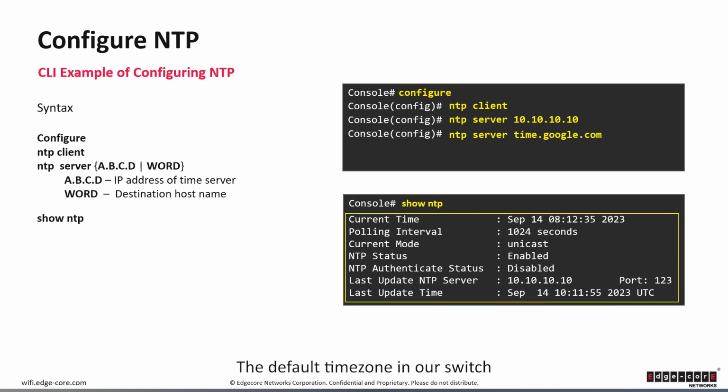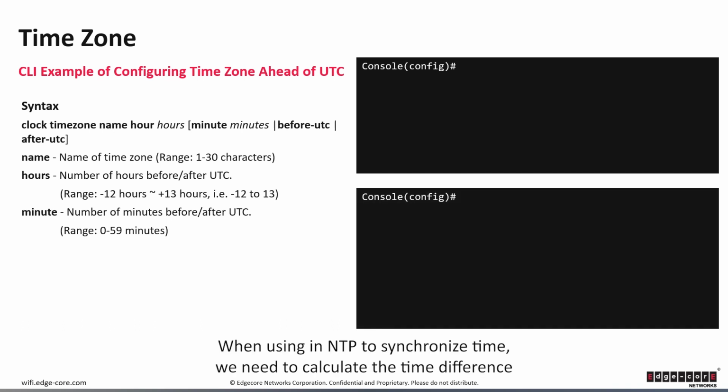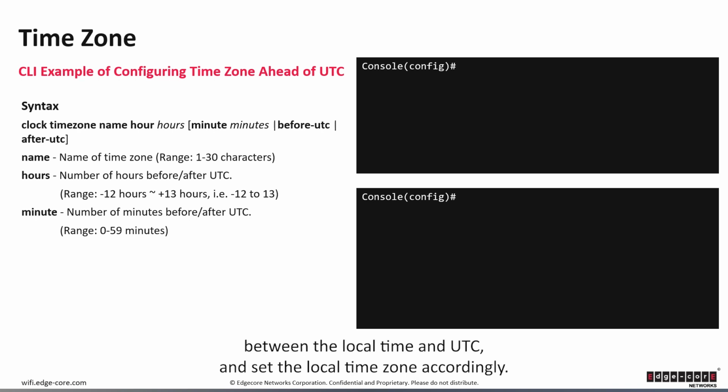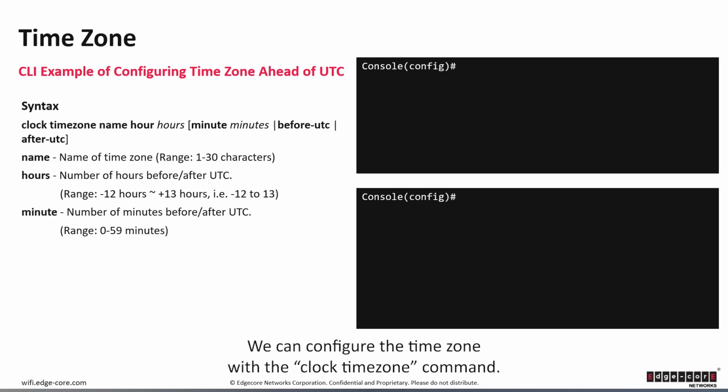The default time zone in our switch is UTC, Coordinated Universal Time. When using NTP to synchronize time, we need to calculate the time difference between the local time and UTC, and set the local time zone accordingly. This is to ensure the consistency of time among network systems in different regions. We can configure the time zone with the clock timezone command.